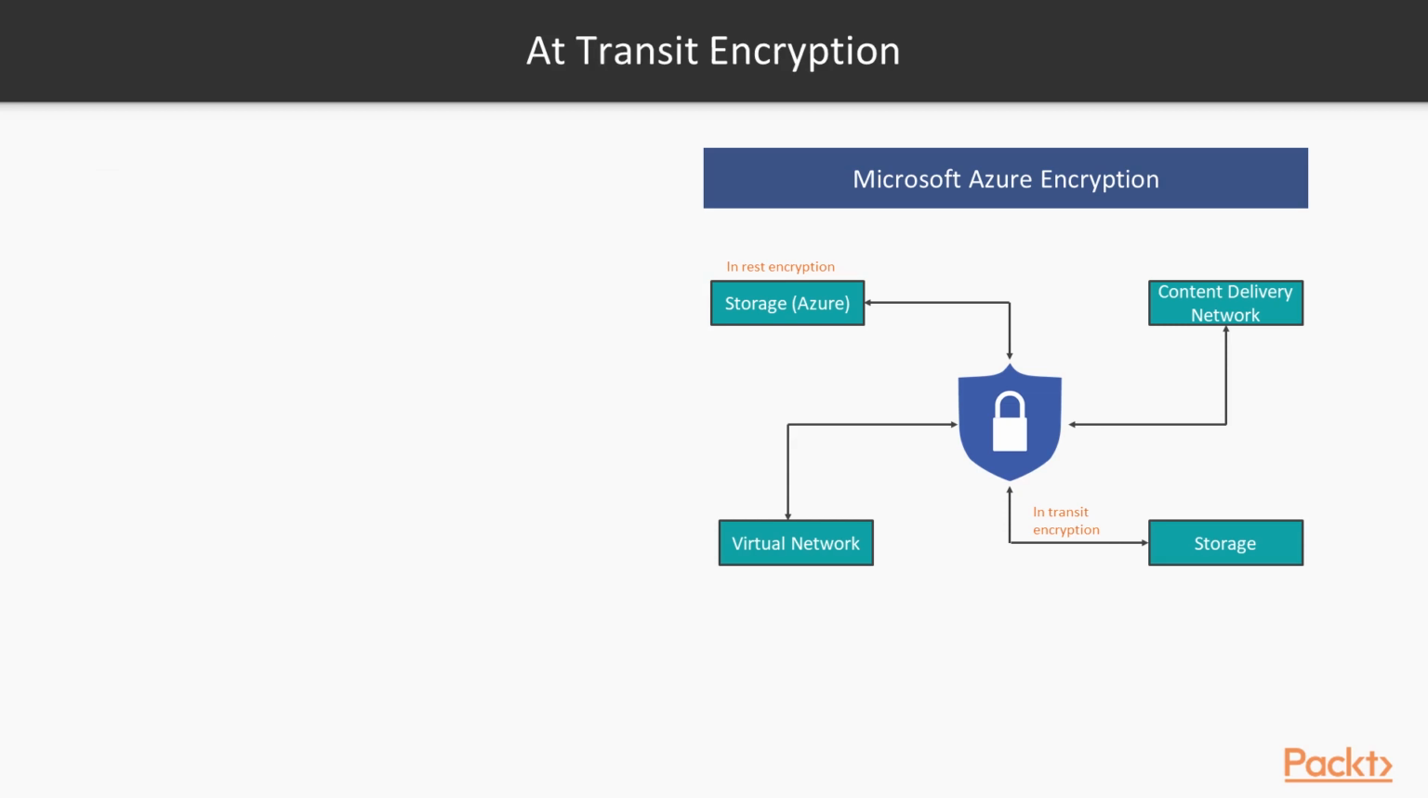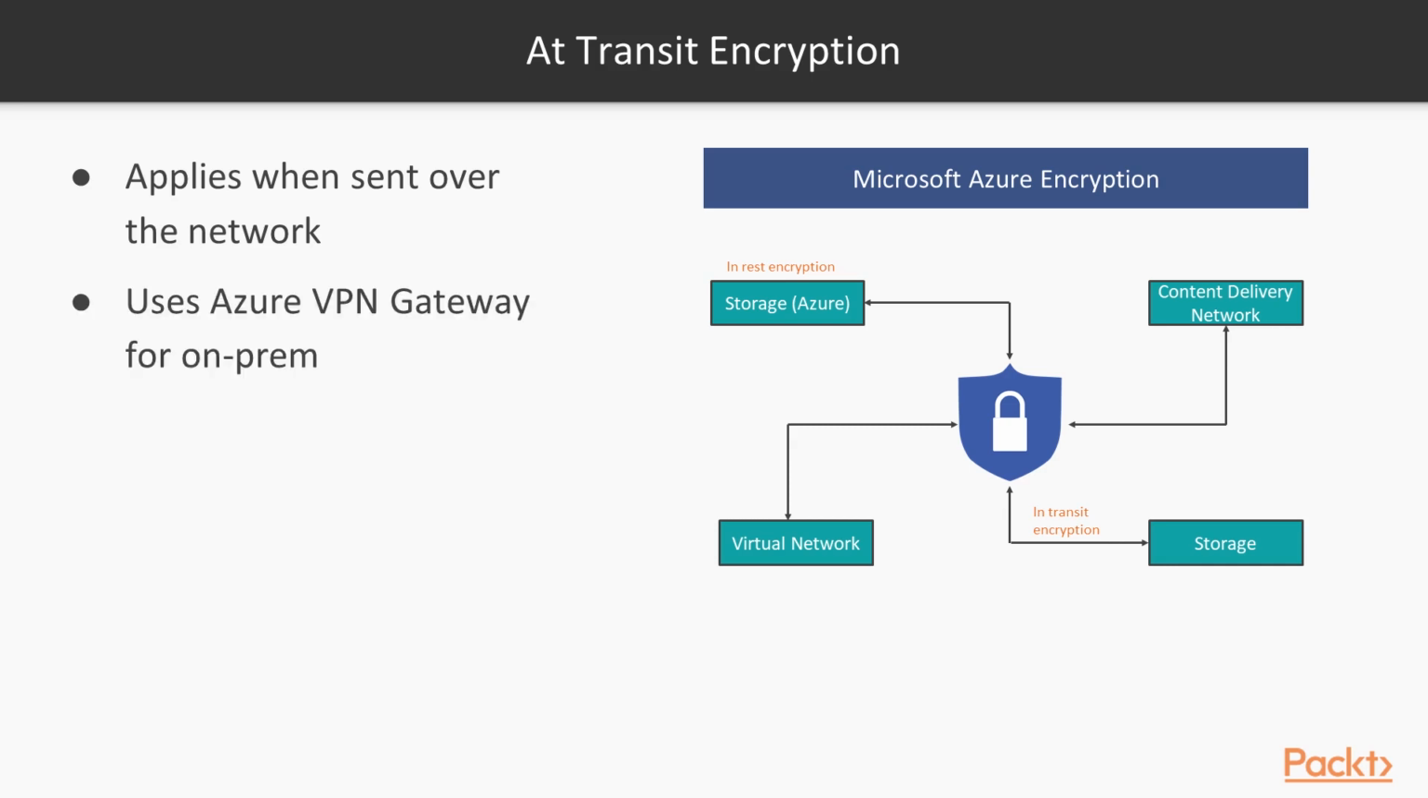Encryption in transit. In-transit encryption happens when our data is being sent over the Azure network. Once your data starts to move between any Azure component, the encryption process starts and prevents data theft. Microsoft Azure VPN Gateway allows you to encrypt communication between your on-prem environment and Azure.